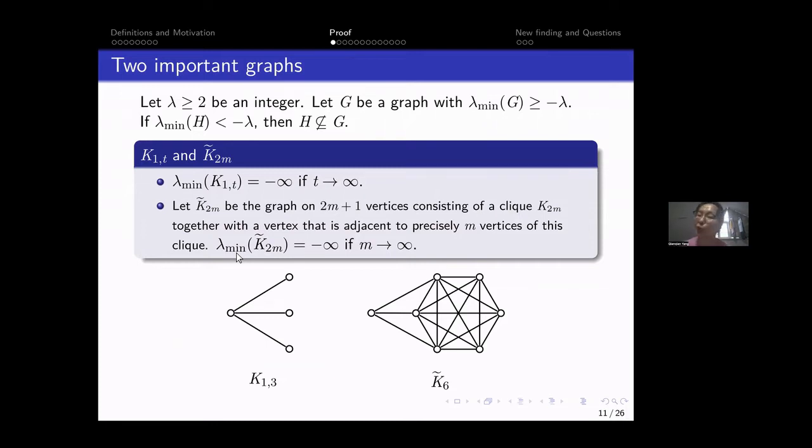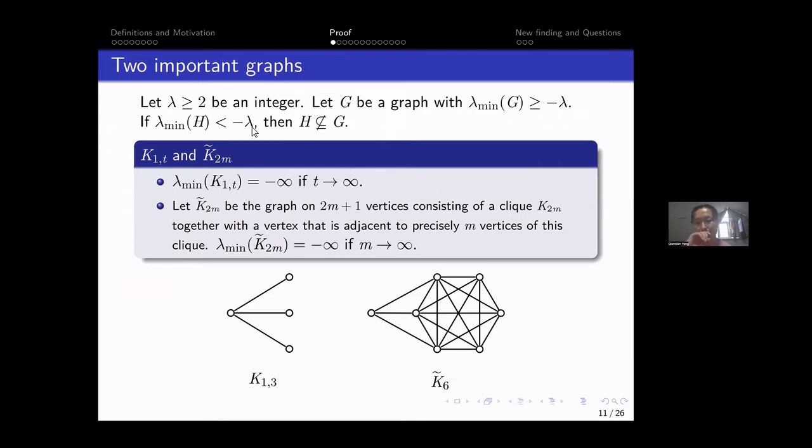Before going to do it, let's start with two interesting graphs. There is a fundamental result. It says that given an integer lambda, if G is a graph with smallest eigenvalue not less than minus lambda, then G cannot contain a graph with smallest eigenvalue less than minus lambda as an induced subgraph.